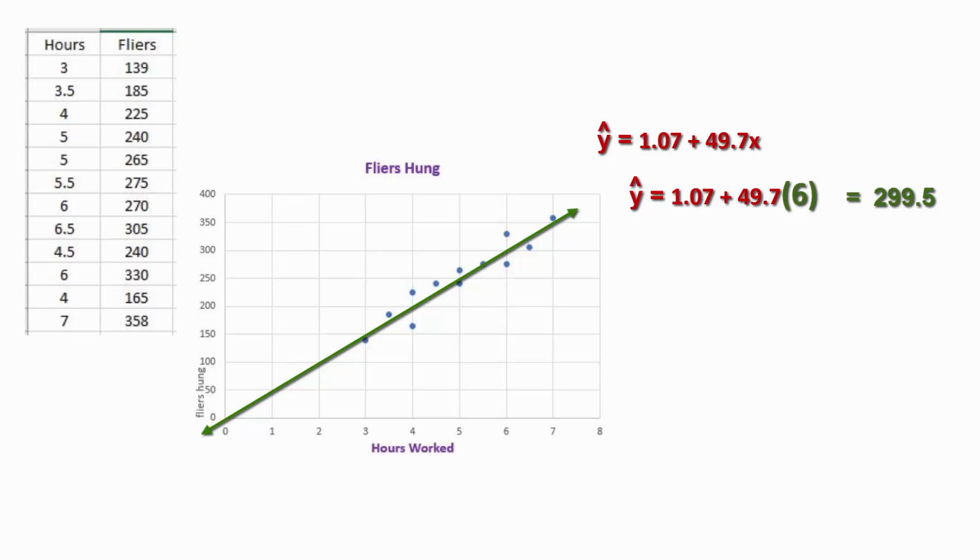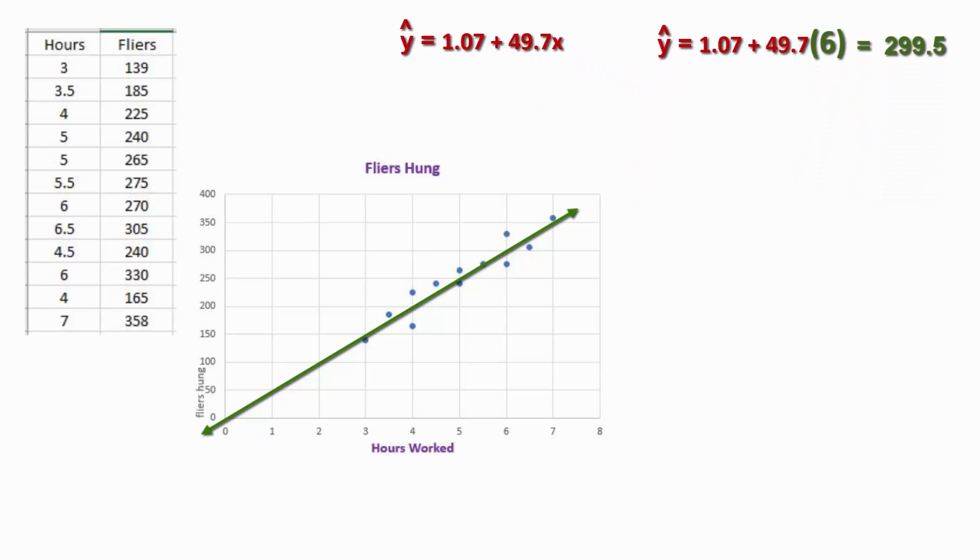Well, think about what happens when people walk through neighborhoods hanging flyers. It may be really hot or raining. One day they may get involved in a long conversation. There may be many factors then that cause variance, random fluctuation, in how many flyers can be hung.